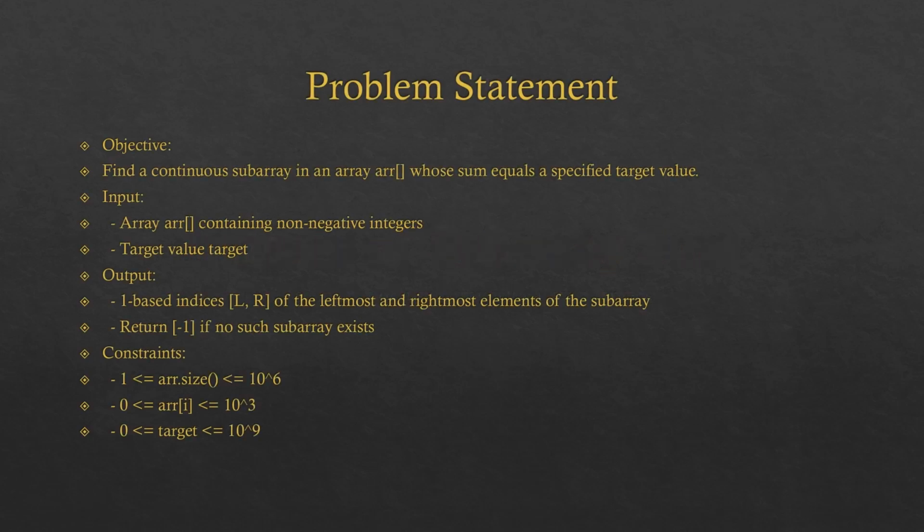The problem we are solving involves finding a contiguous subarray in an array ARR whose sum is equal to the given target value. The input consists of an array containing non-negative integers and the target sum. Our goal is to return the one-based indices of the leftmost and rightmost elements of the subarray. If no such subarray exists, we return -1. We will also review some important constraints like the array size and value ranges.